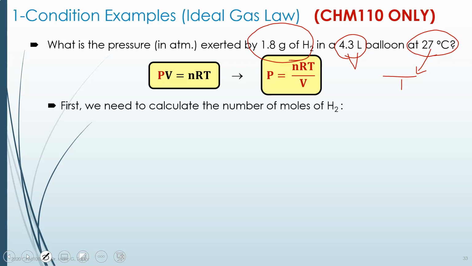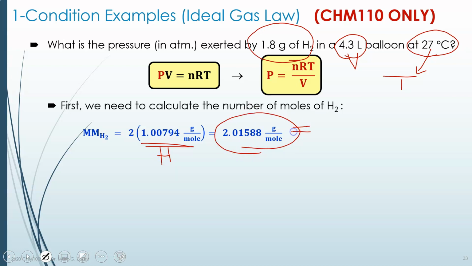But the first thing we need to do after that is to calculate how many moles of hydrogen we actually have. And before you can calculate moles of anything from grams, we need the grams per mole. That is the molar mass. So the molar mass of hydrogen gas, H2, is just 2 times the molar mass of a single hydrogen atom. And then you multiply that out and we get this value. Remember, every molar mass is a conversion factor. It tells us that 2.01588 grams of hydrogen is the same thing as 1 mole of hydrogen.